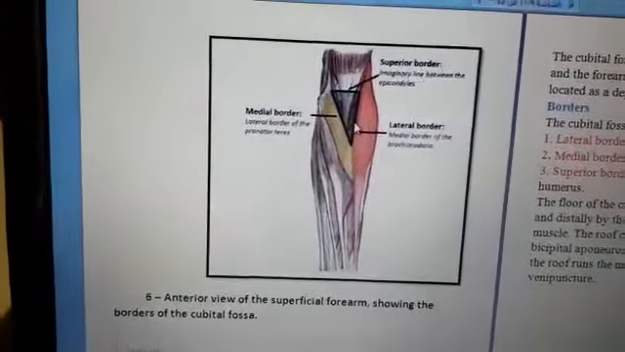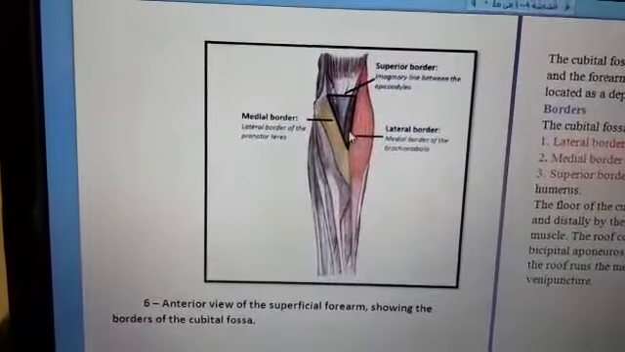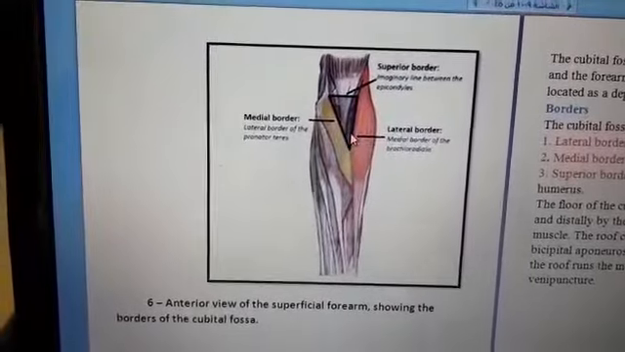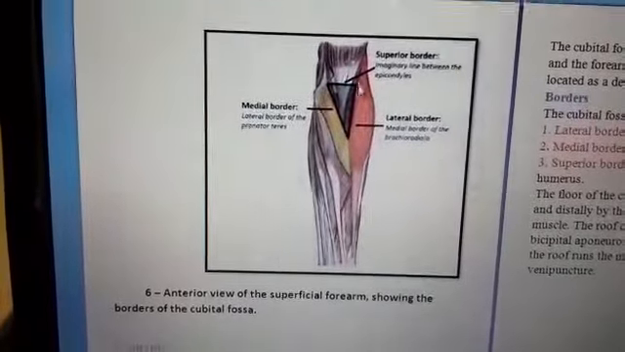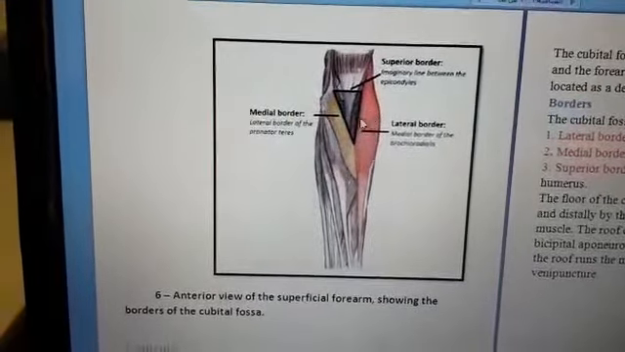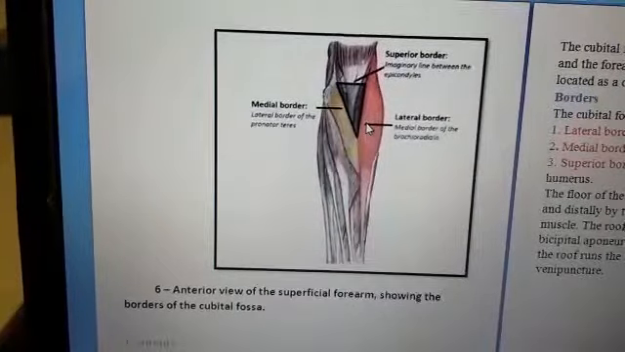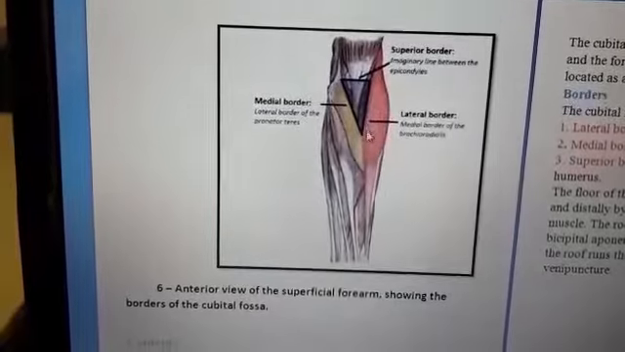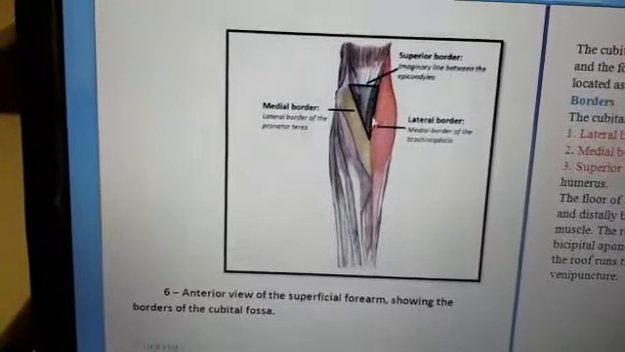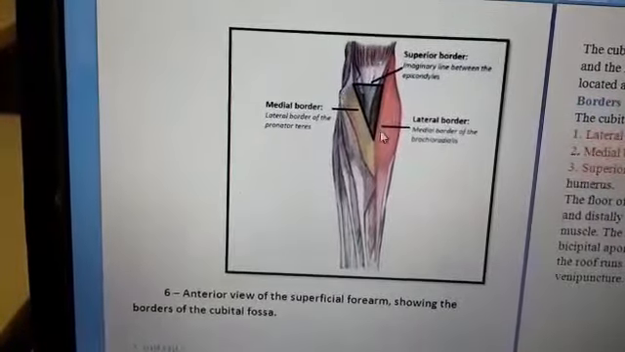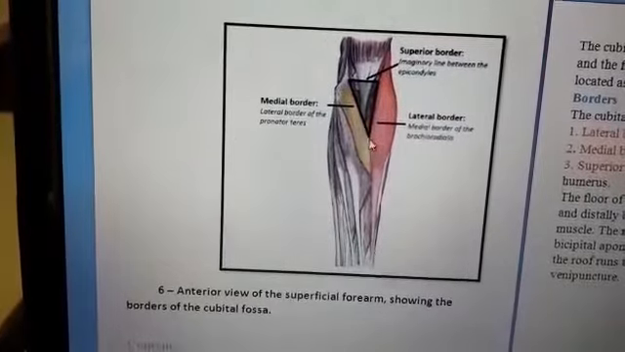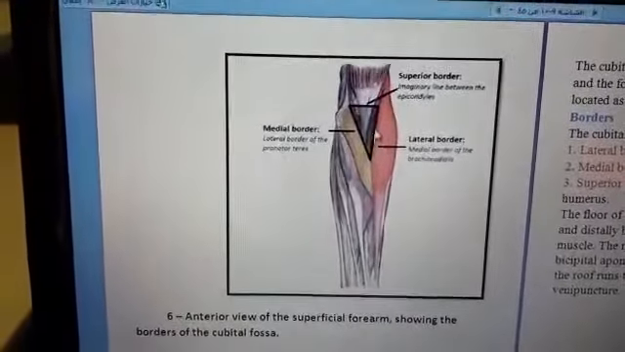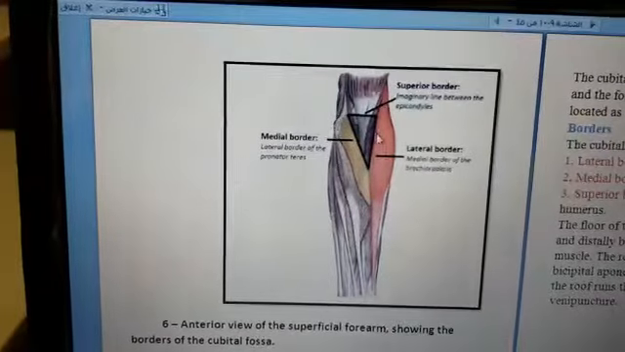Borders of the cubital fossa. The cubital fossa is triangular in shape and thus has three borders. The lateral border of the cubital fossa consists of the medial border of the brachioradialis muscle.